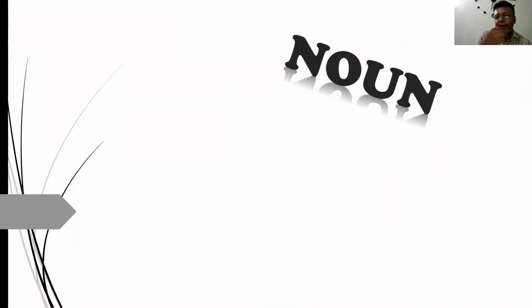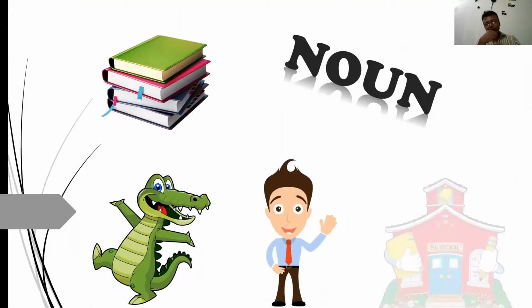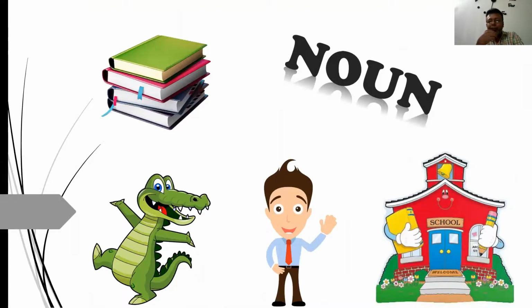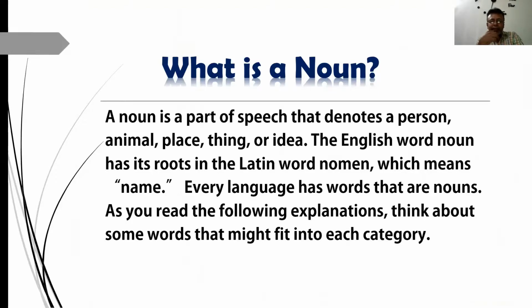So let's begin our first class, that is on nouns. What are nouns? So here is the answer. A noun is a part of speech that denotes a person, animal, place, thing, or idea. The English word noun has its roots in the Latin word nomen, which means name. Every language has words that are nouns. As you read the following explanations, think about some words that might fit into each category.